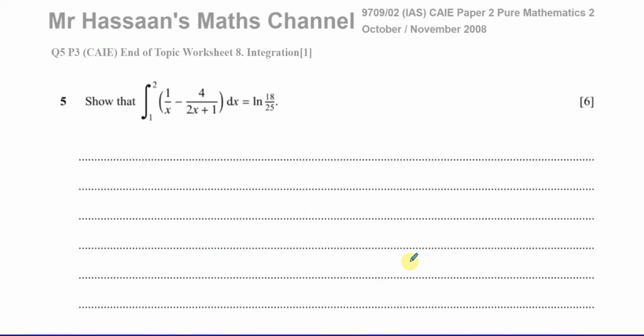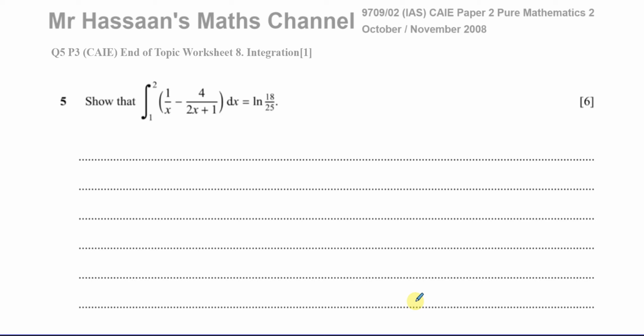Welcome back. This is Mr. Hassan's Maths channel, and I'm now answering question number 5 from the October-November 2008 paper 2. This is from the Cambridge 9709 syllabus, and this question is in my A-level Cambridge end of topic worksheet on integration, worksheet number 8, question 5.